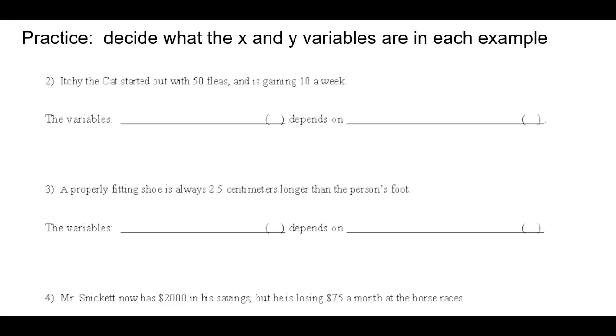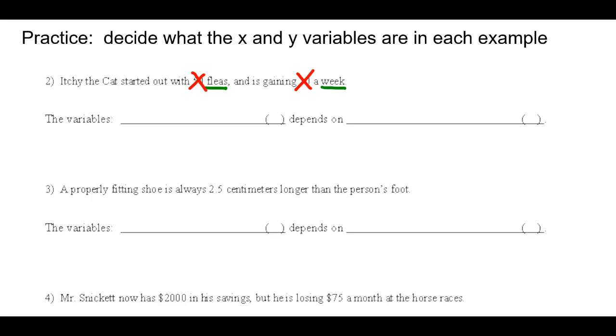So let's do this one together. It says decide what the X and the Y variables are in each example. Itchy the cat started out with 50 fleas and is gaining 10 a week. I'm looking for the two things that I can count or measure. Maybe you want to underline them. I can count how many fleas, and I can count how many weeks. The variable is not going to be a number. So I'm counting fleas and I'm counting weeks. Then I just have to determine which is X and which is Y.